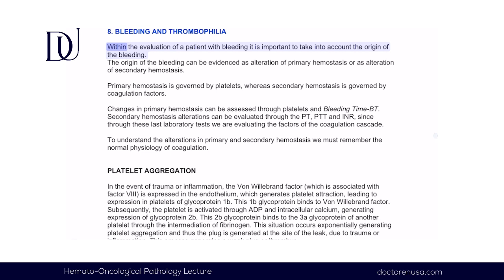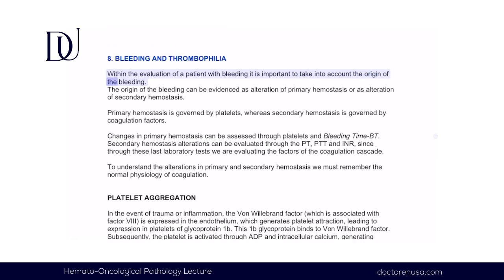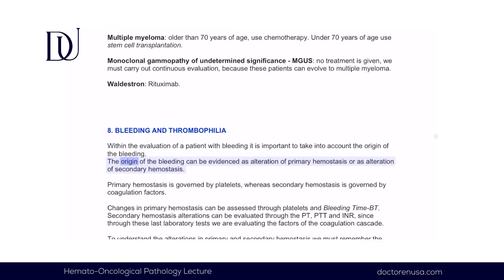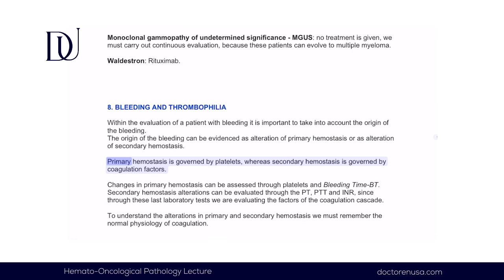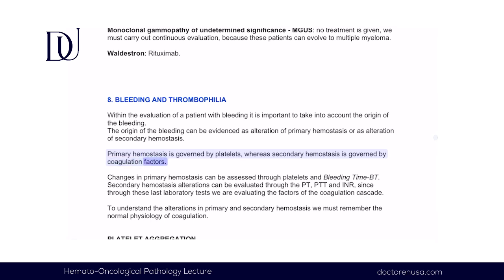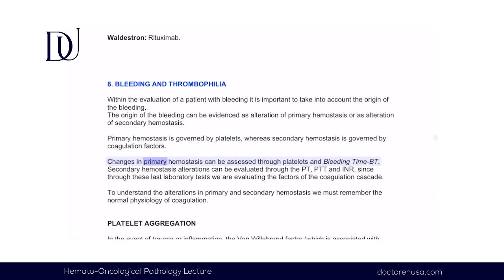Within the evaluation of a patient with bleeding, it is important to take into account the origin of the bleeding. The origin of the bleeding can be evidenced as alteration of primary hemostasis or as alteration of secondary hemostasis. Primary hemostasis is governed by platelets, whereas secondary hemostasis is governed by coagulation factors. Changes in primary hemostasis can be assessed through platelets and bleeding time (BT).